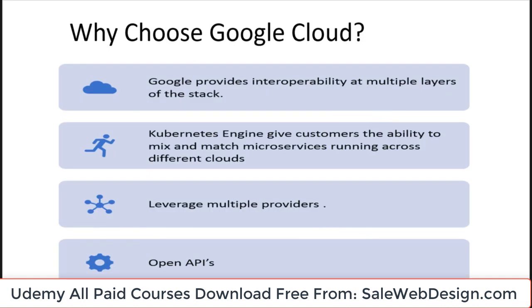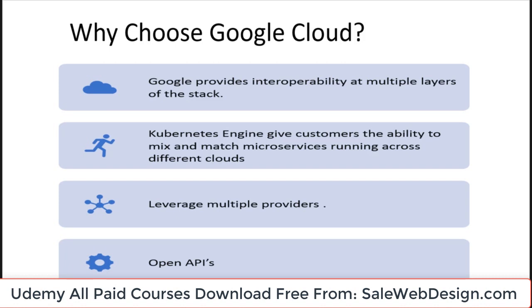Google provides interoperability at multiple layers of the stack. And what this means is that you can essentially be as granular in your programming of your application as you pretty much can to help alleviate a lot of the performance issues, for example, or even address security on different layers of the stack.